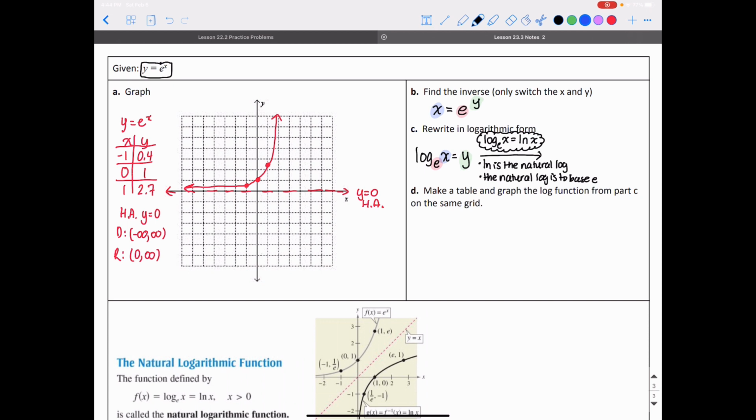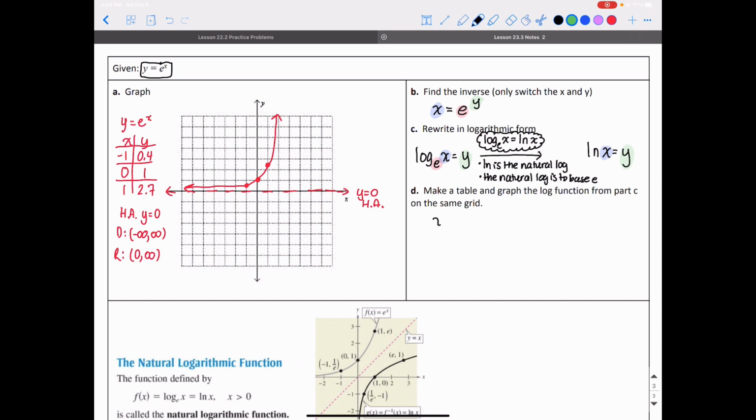And so another way that I could write this, instead of log base e of x is equal to y, I would write ln of x is equal to y. So I just have to write the answer inside and the exponent on the outside. I don't need to write the base.